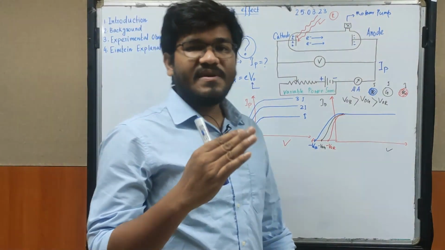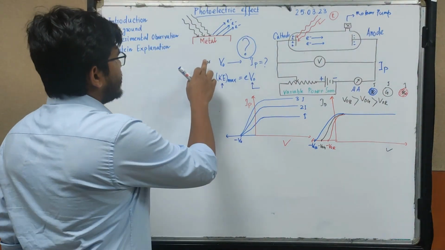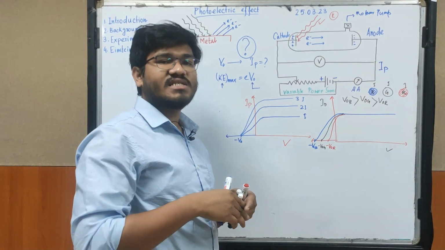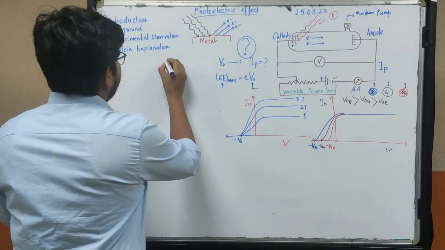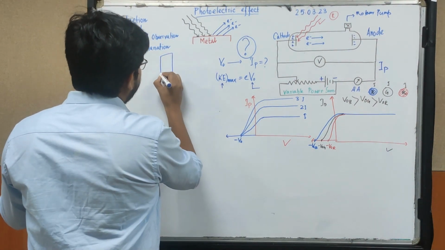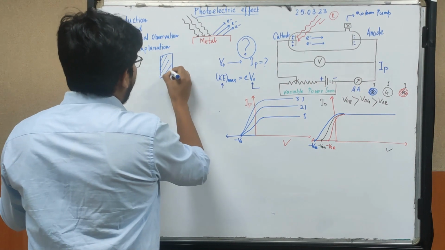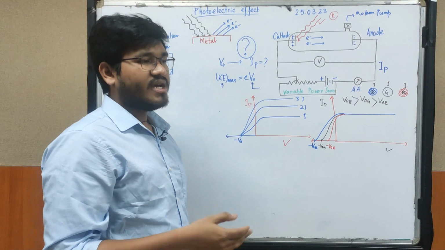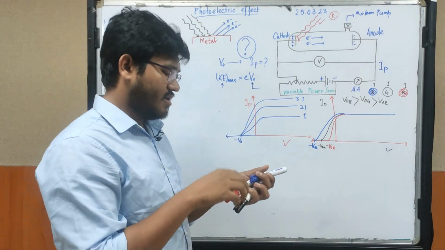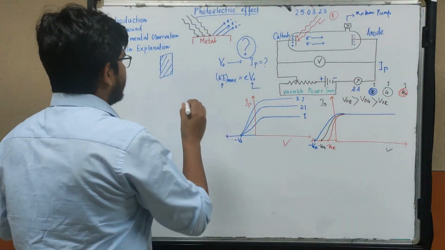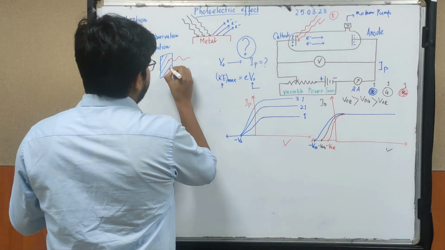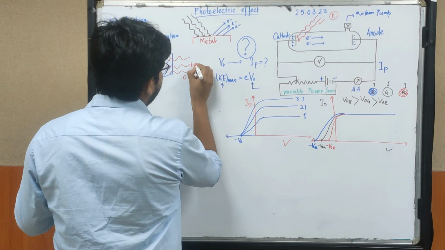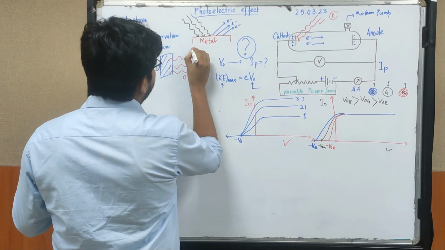So before Einstein, it was Max Planck who gave the idea that whenever energy is emitted from a black body, the emitted energy will have a discrete nature. That means energy will not be continuous. It cannot have any arbitrary value. It will have certain values. So if the energy is emitted, the energy can be 0, h nu, 2h nu, and so on.